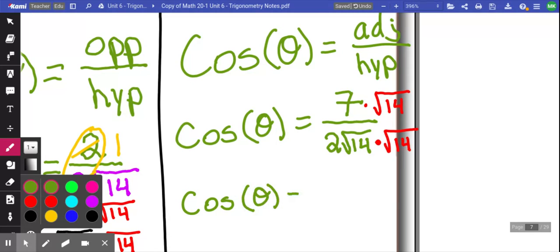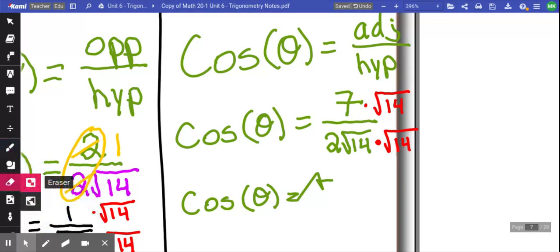equals 7 root 14. Oh man, my computer right now is struggling hard. I apologize. This is going to drag out this video pretty hard right now.